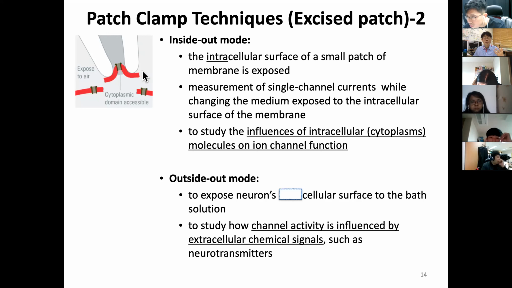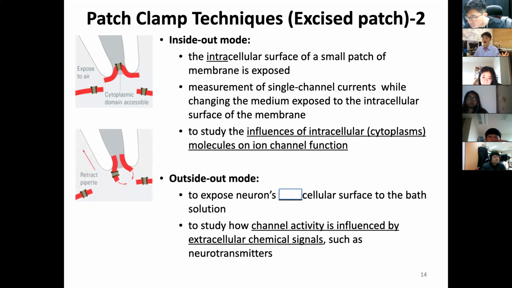So you can think, hey, what about the other way around? I want to change the outside milieu of the cell and I want to see the functional changes of the ion channel, which is possible. So let me show you how.